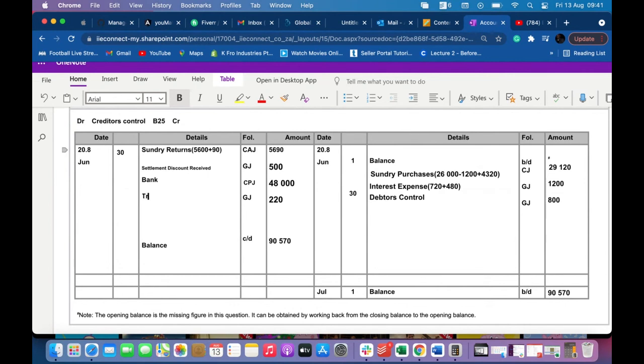Sorry, trading inventory. And that. Okay, is there any amount that I'm missing? No, I don't think so. Okay, so again, we look to see which side is bigger. We've got 29,000 here, 1,280, 800 here. Okay, but here we have 48,000.